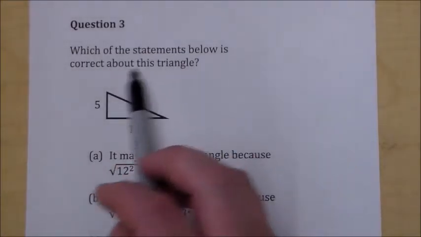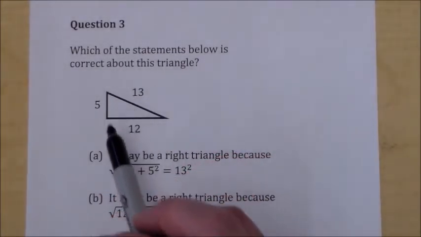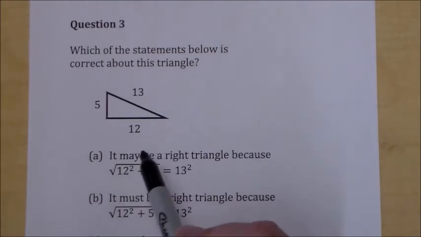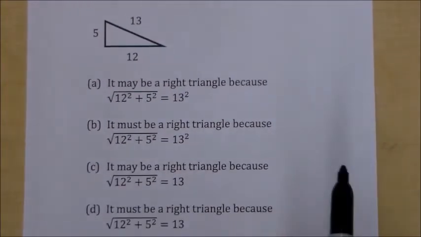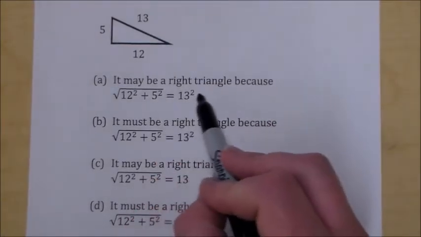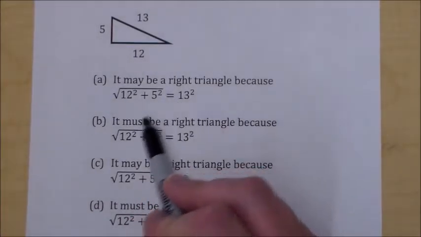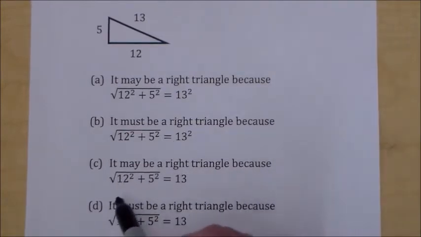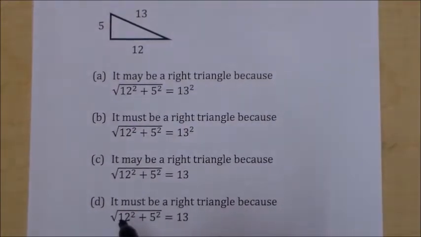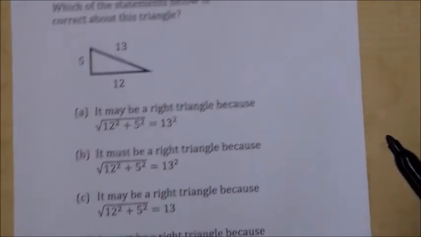Question 3. Which of the statements below is correct about this triangle? Okay. We have 5, 13, 12. That's kind of weird. Okay. It may be a right triangle because of that. It must be a right triangle because of that. It may be a right triangle because of this. And it must be a right triangle because of that. Eesh, that's kind of miserable.